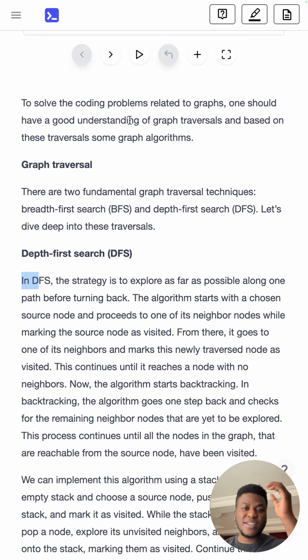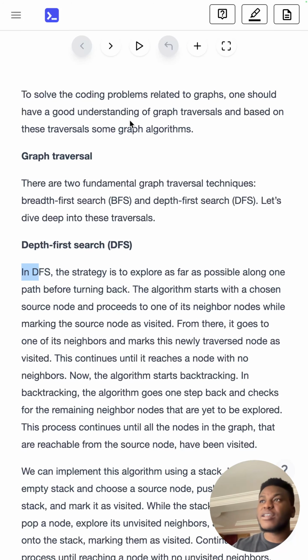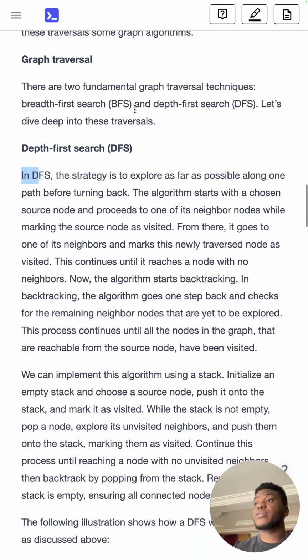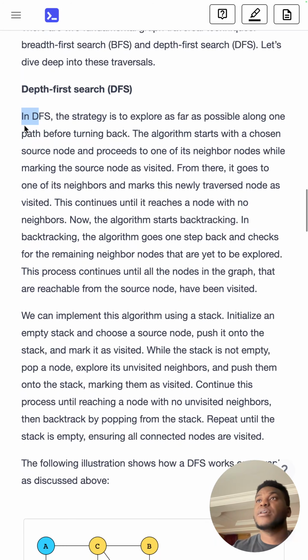And if you're taking an algorithms class in college, you probably have seen this before. But again, all this information is online, so you can learn it online or learn it in school and get credit for it. So in depth first search, the strategy is to explore as far as possible along one path before turning back.